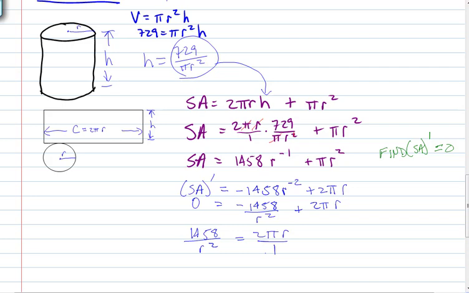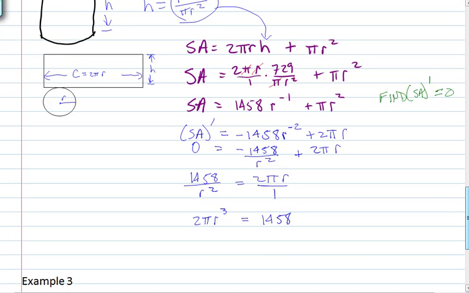And can I put that over 1? Because then I can cross multiply, right? Hang on, I'm just looking at my notes. What did I do? Yeah, no, I do that. Then I can cross multiply, and that gives me 2 pi r cubed. 2 pi r cubed equals 1458. So far, so good?